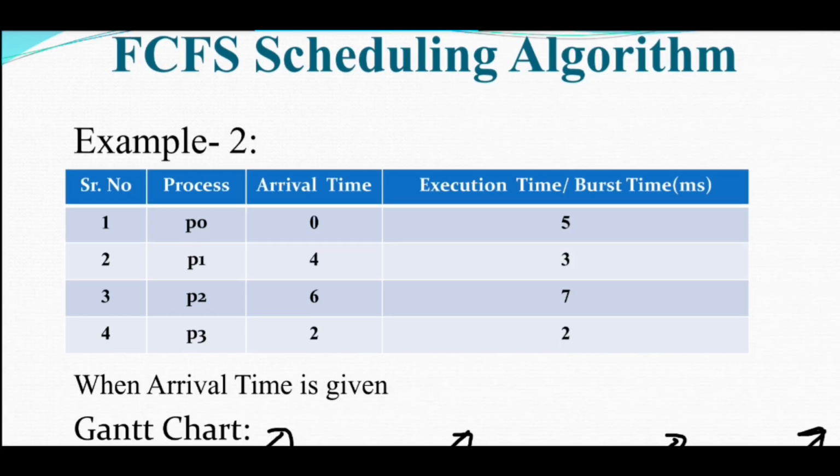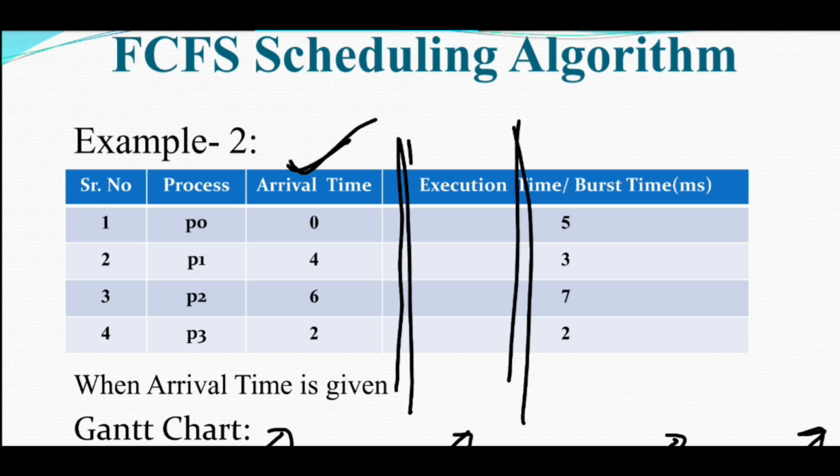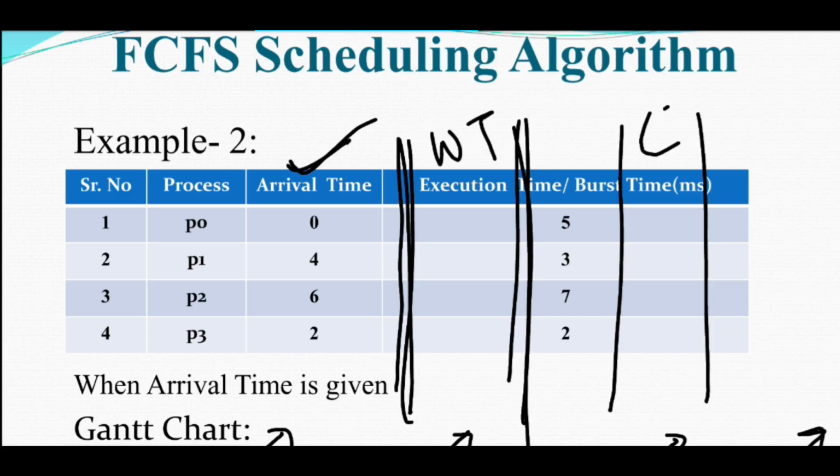Here is the arrival time, properly given. Now we have to make 2 new rows. Here is our completion time or waiting time. Here is execution time. Here is completion time, and here is turnaround time.